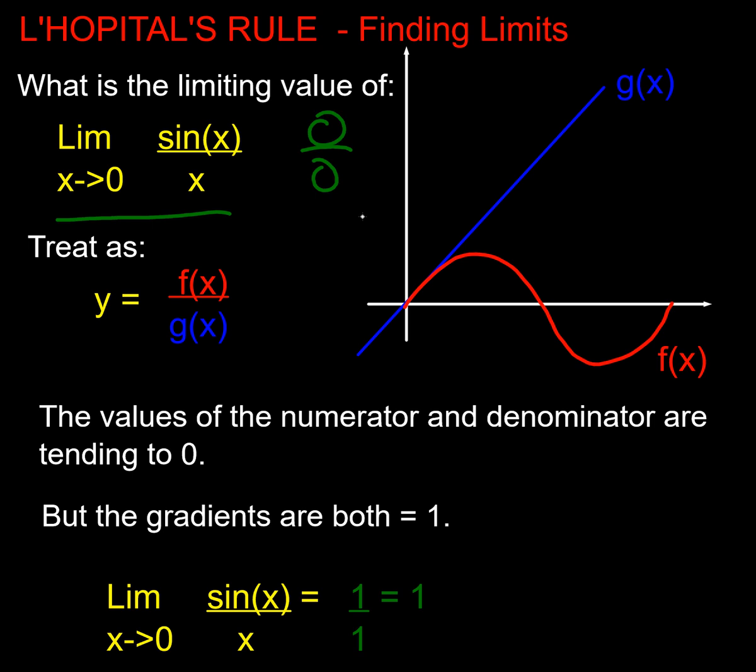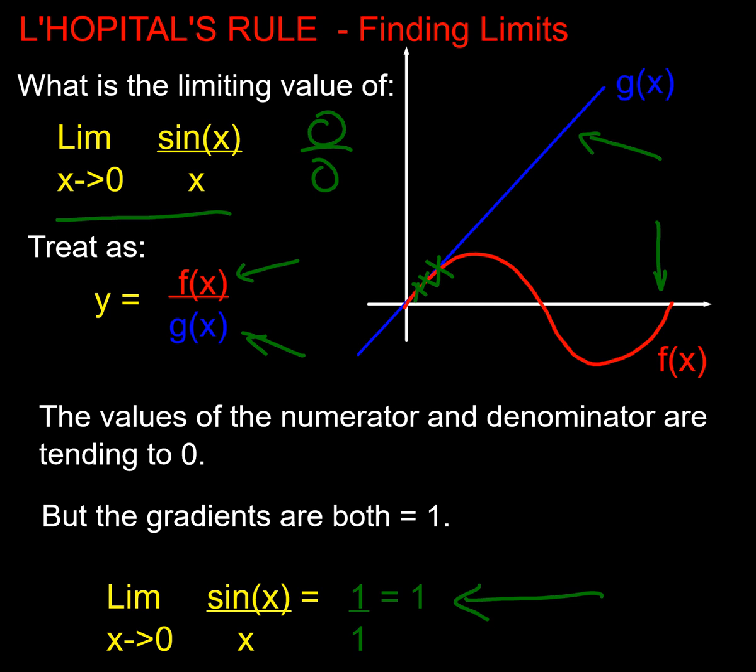Now, if we have a look at the graphs on the left-hand side, here's my sine of x graph, here's my x graph. So this is going to be my f of x in red. g of x is the denominator, and that's going to be my blue graph. You can probably see that along here, these points are almost on this straight line, so the values are the same for the two functions, so the answer is going to be 1, isn't it? Because the gradients are both 1 there. So we probably know that that's the answer we're going to.